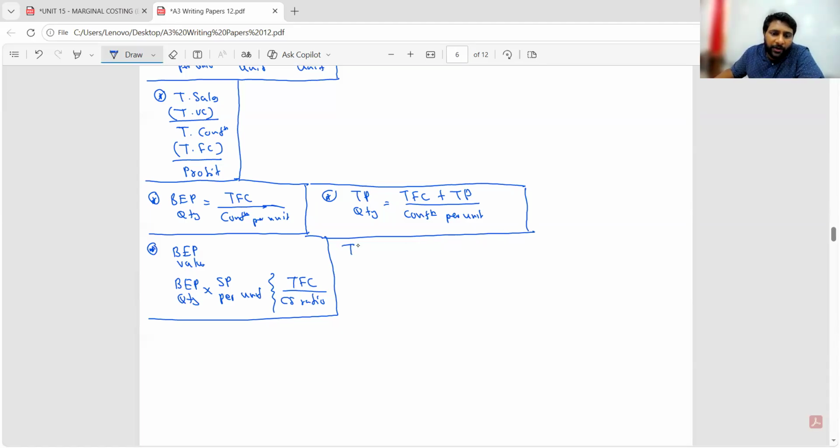Then target profit value: target profit quantity into the selling price per unit. That is one. There is another one we studied now. Tell me that, you should say it without looking. Total fixed cost plus the target profit divided by the CS ratio.